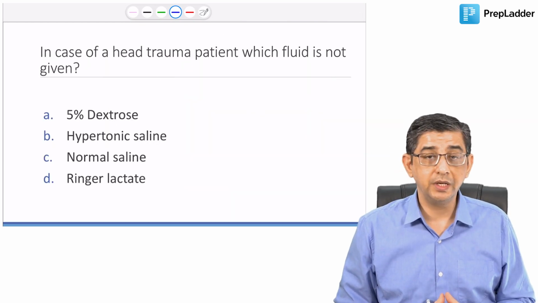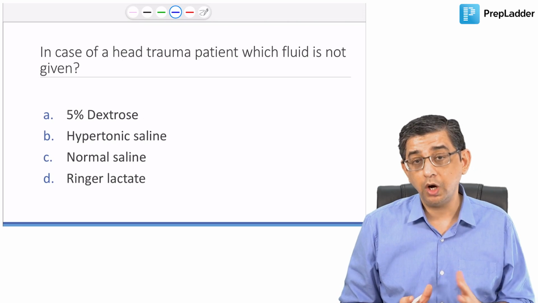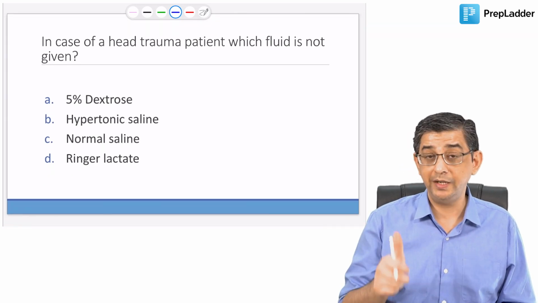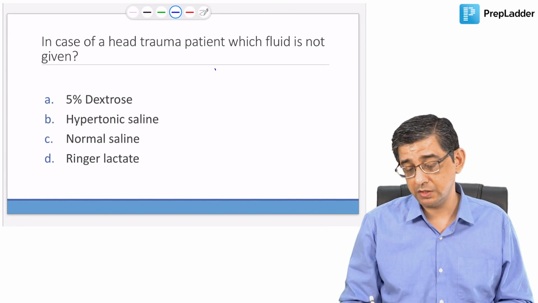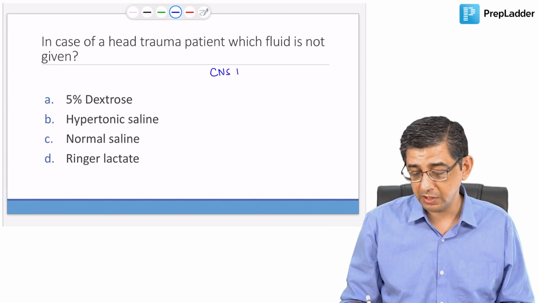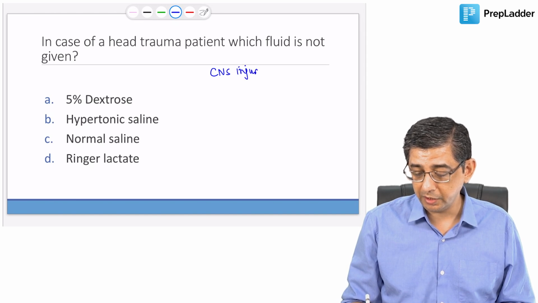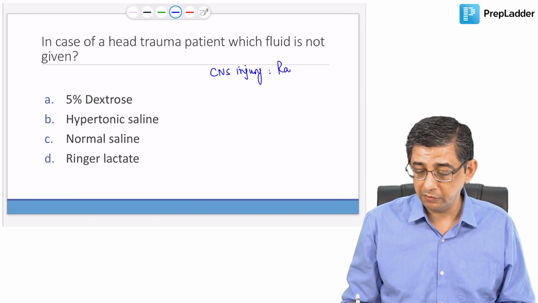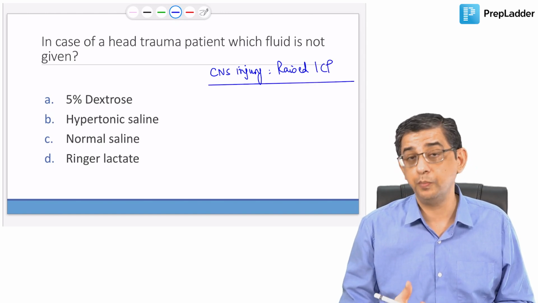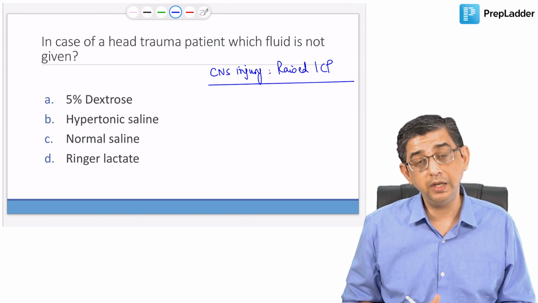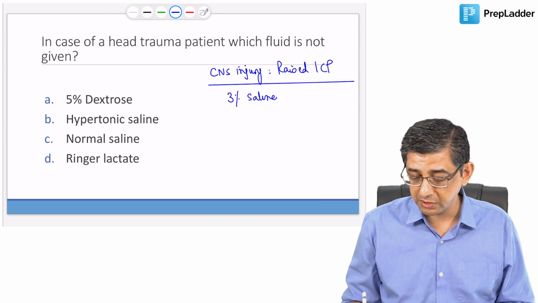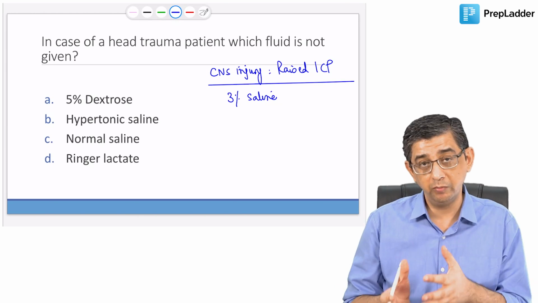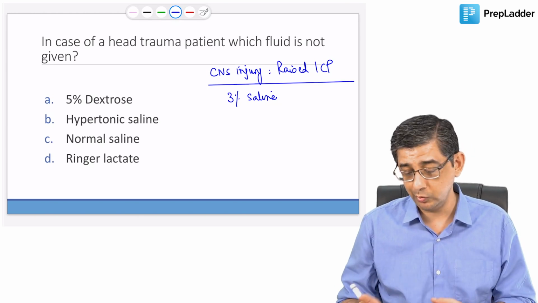The next question says, in a case of head trauma, which fluid is not given? You see, the bottom line is, and I've highlighted this in the discussion of fluids, that whenever a person is having a CNS injury, whenever a person is having a raised intracranial pressure, then you should be giving hypertonic fluids. Hypertonic fluids can be like mannitol. Hypertonic can be like 3% saline. If a person is having swelling in the brain and you give 3% saline, it will suck out the water, it will remove the water from the brain, so the swelling will reduce.